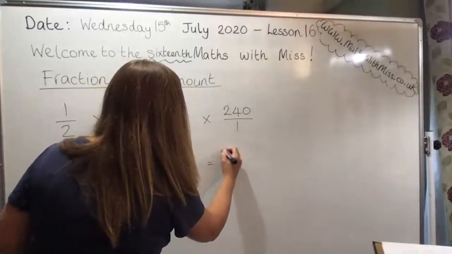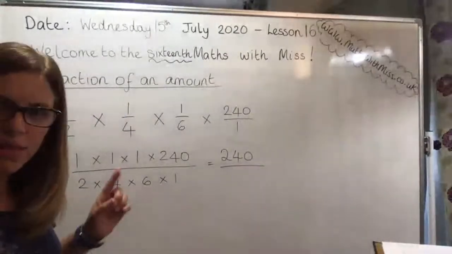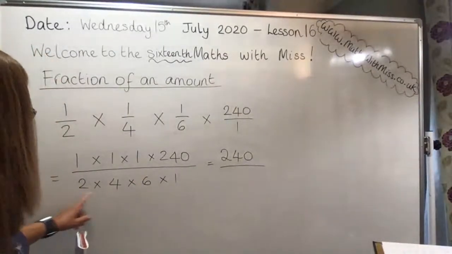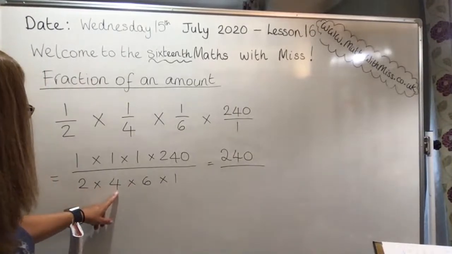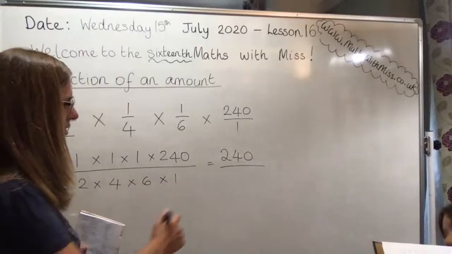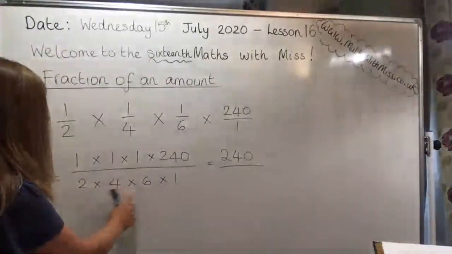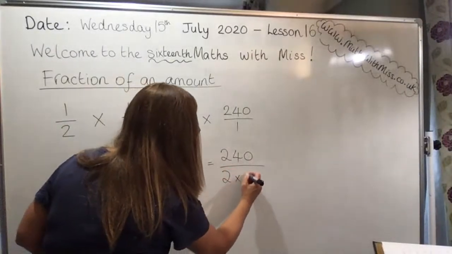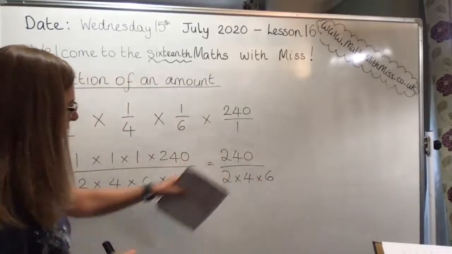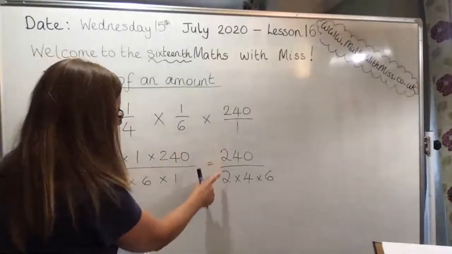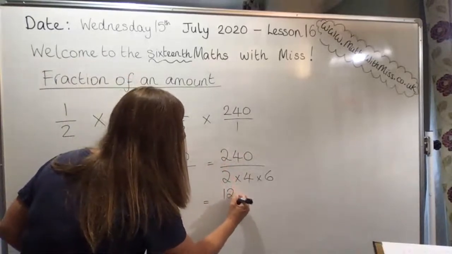And that is going to give me 240 as the numerator. And then I've got a choice. I could multiply these together, couldn't I? 2 times 4 is 8. 6 8s are 48. I could write 48 here, but I'm not going to do that because I want to make it a little bit easy on myself. 2 times 4 times 6. I'm going to leave it like that because look, then I can say that 240 divided by 2 is 120.